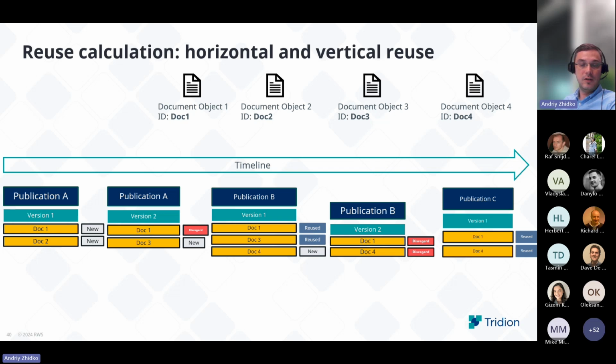Later, we created publication B version 2. What we did there, we just removed document 3. Since documents 1 and 4 were used in the previous version of publication B, they will both have status disregard. Later, we created publication C, version 1, that is referencing document 1 and 4. Since document 1 was used before in publication B version 1 and publication A version 1, it will have status reused. Document 4 was used in publication B version 1.